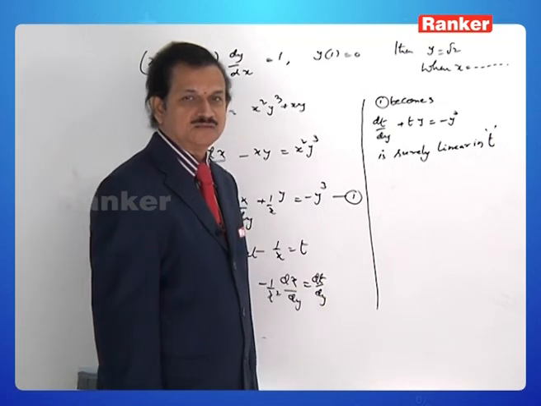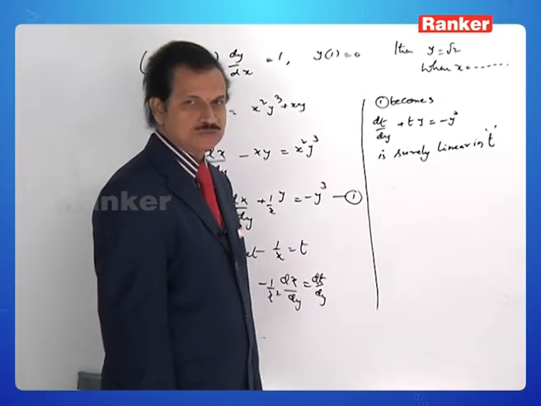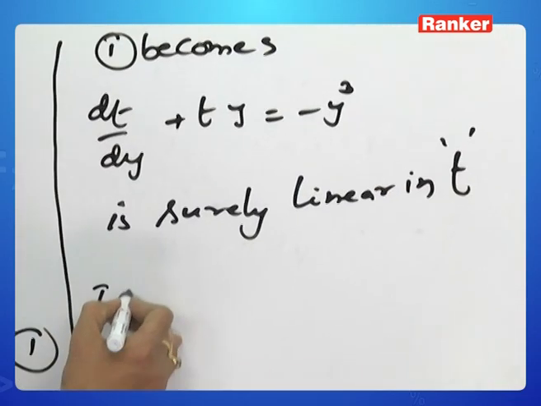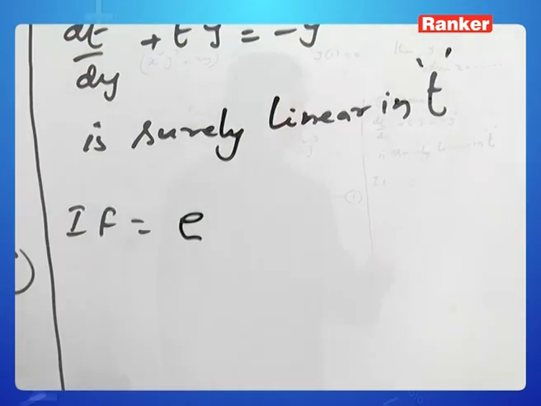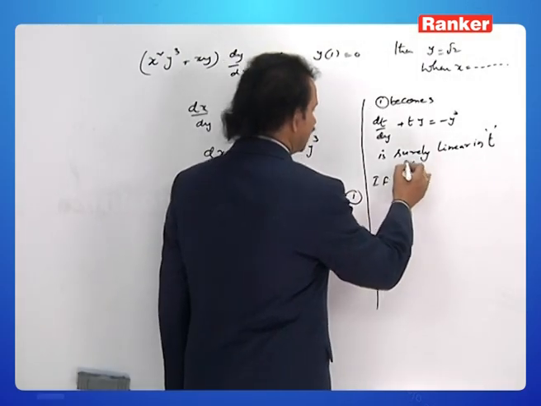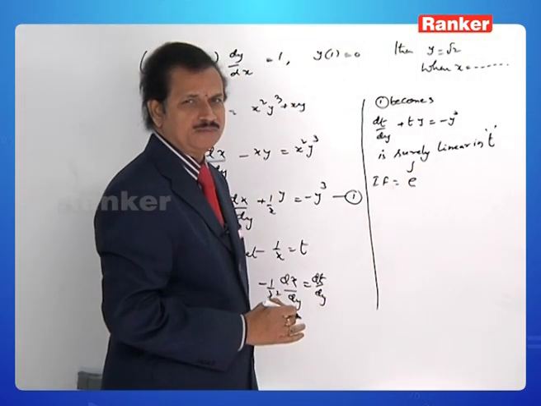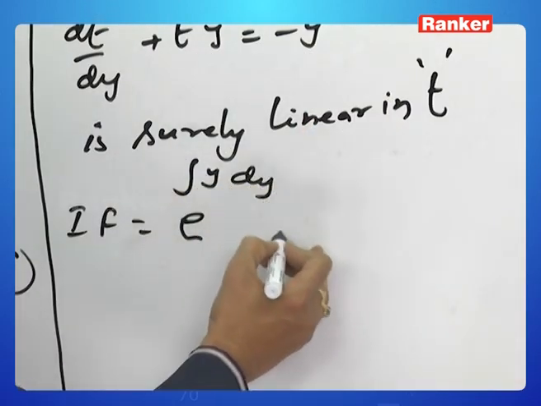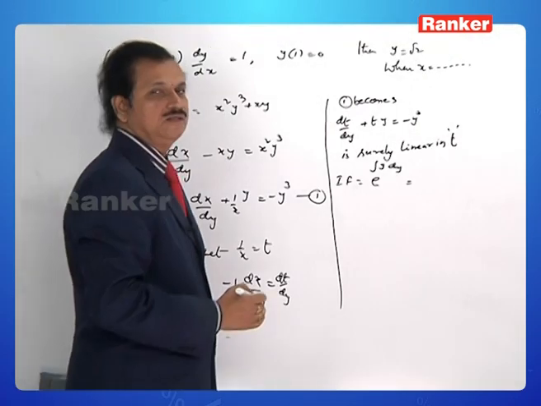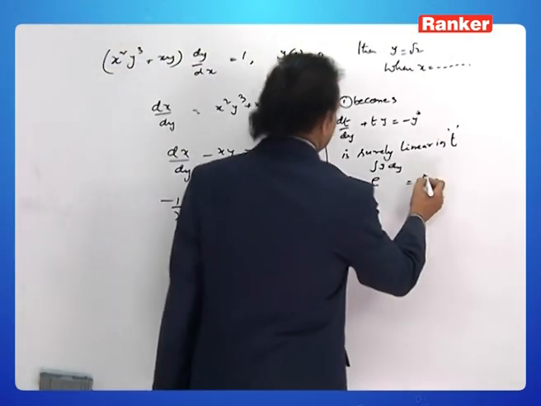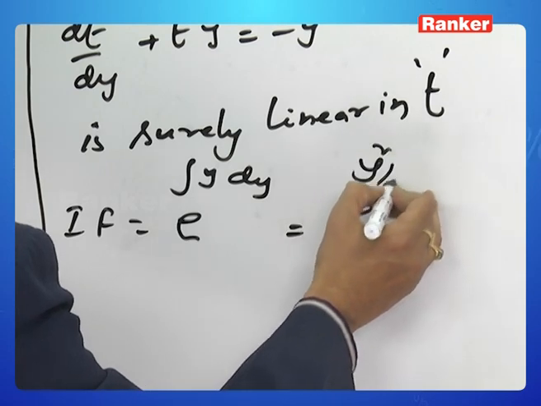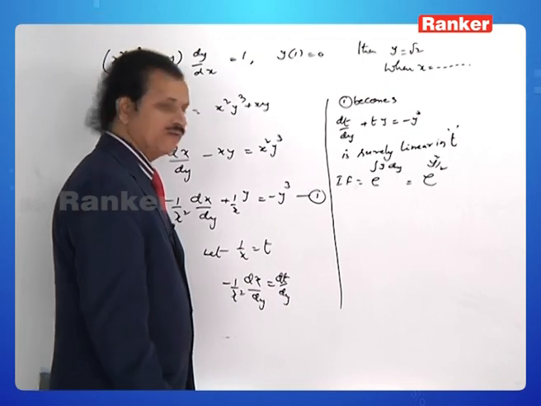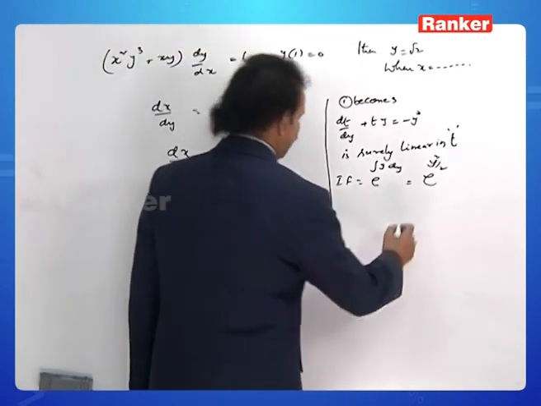In that plan of action, what is the first step? IF, that is the integrating factor, is equal to e power integral p dx or p dy. p dy. What is p here? y. y dy. What is the integral of y? e power y square by 2. That's all. This is IF. What is integral of y? It is y square by 2. Well done.